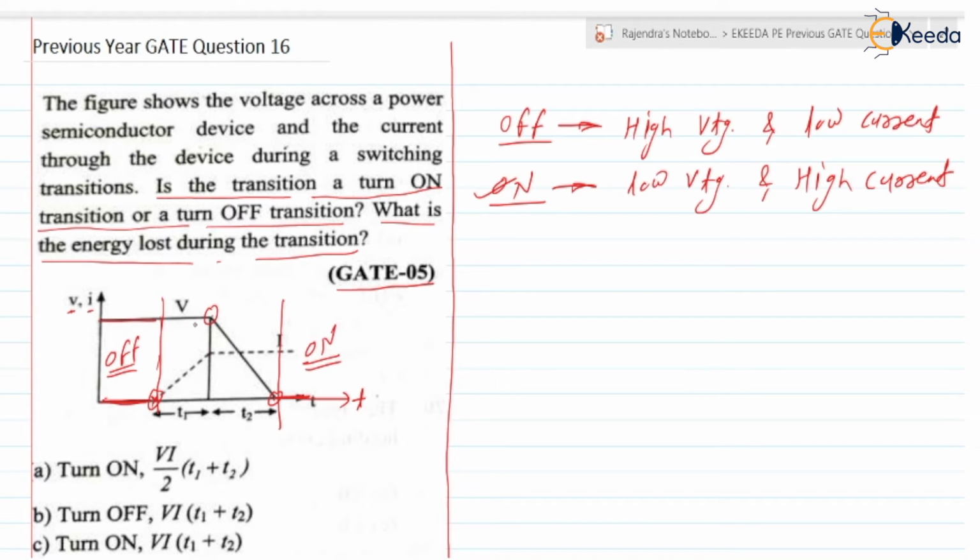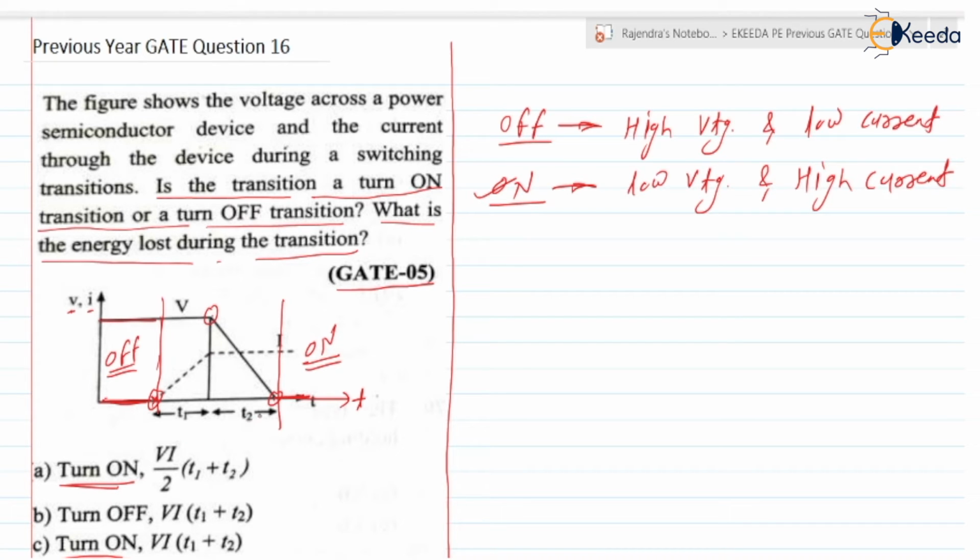So can we say that this transition indicates off to on? The device is turning on, meaning the device is initially in the off state and now it is turning on. So this transition is a turn on transition. Turn on means the device is in an off state and we are interested in turning it on. The process of switching from the off state to the on state is the turn on transition. So here we can say that this is the turn on transition.